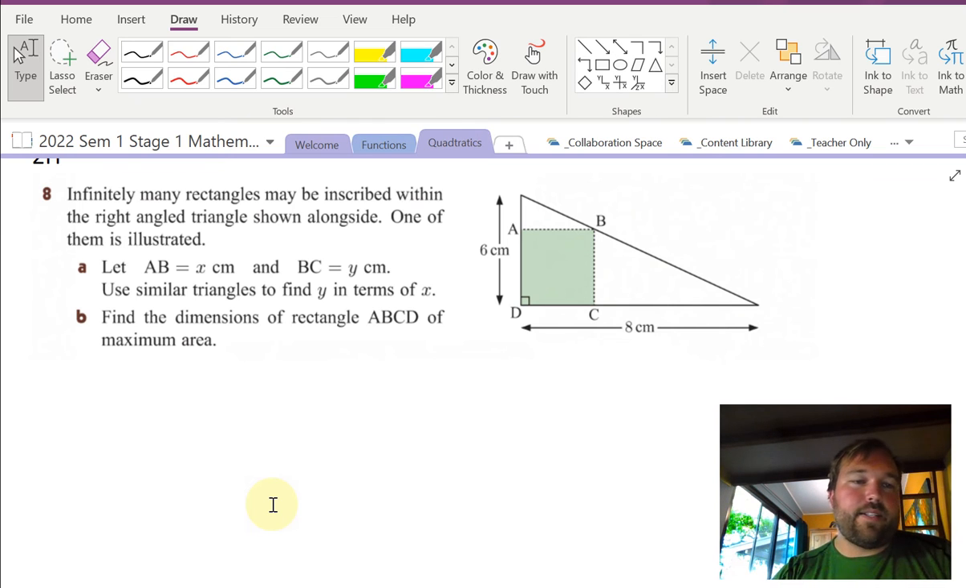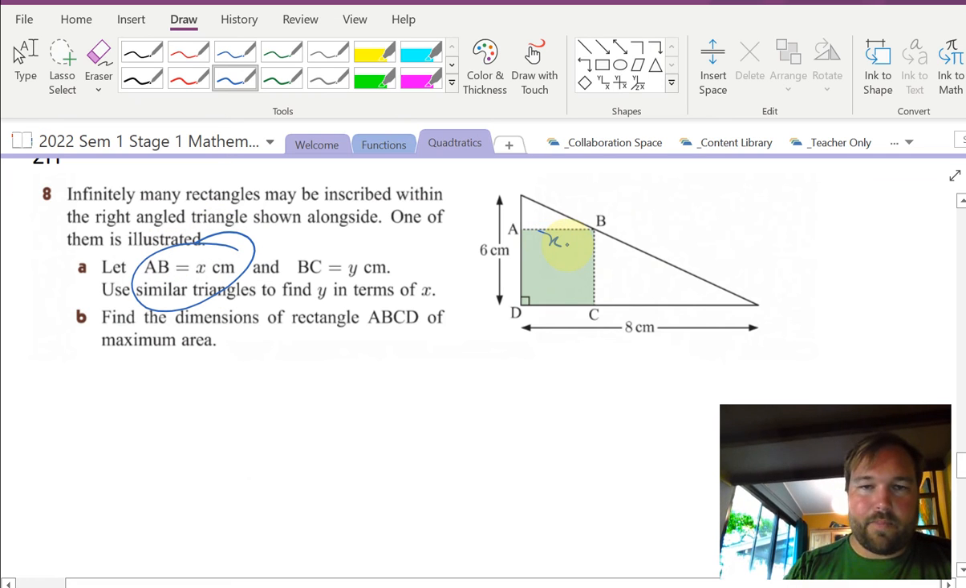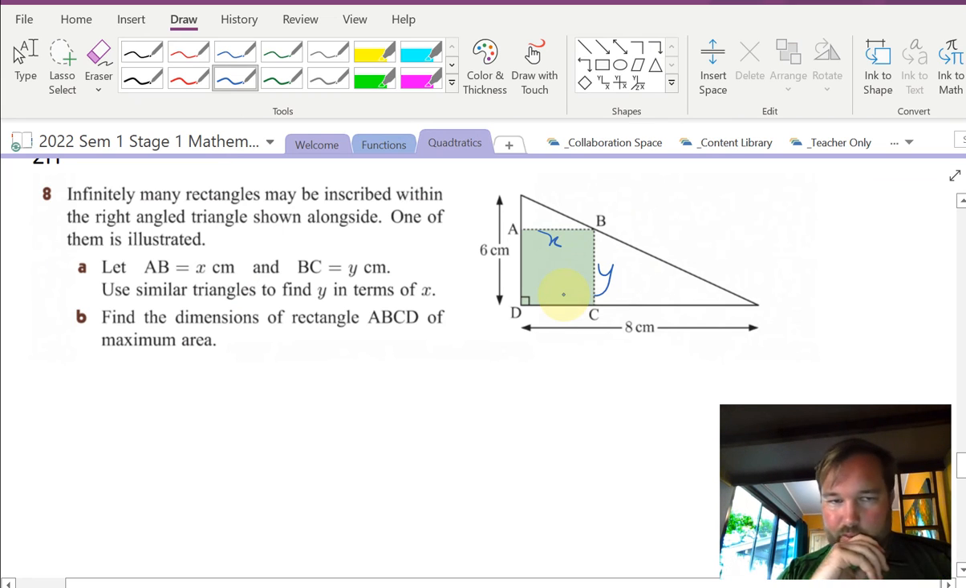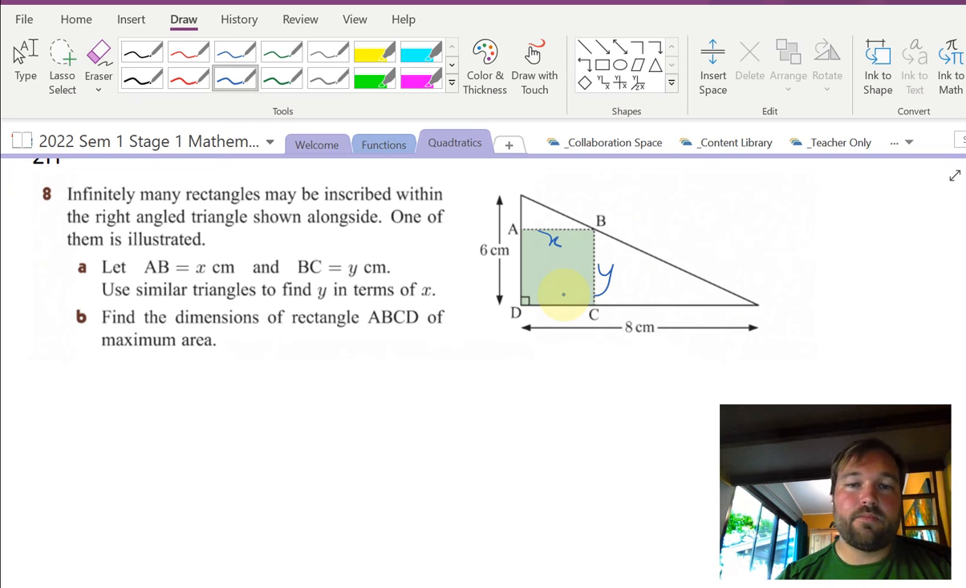Alright, let AB be x. So anytime they give you information, write it into the diagram. Let BC be y. Use similar triangles to find y in terms of x.